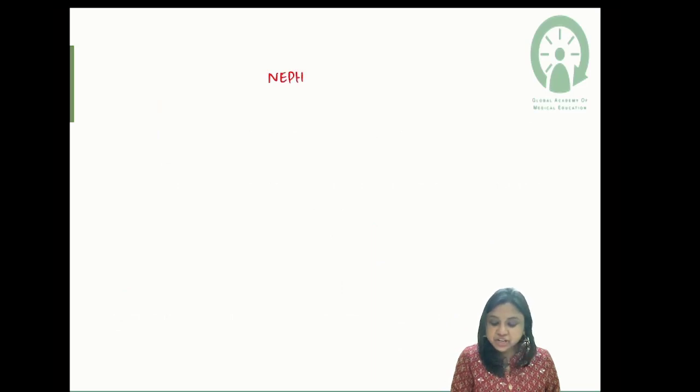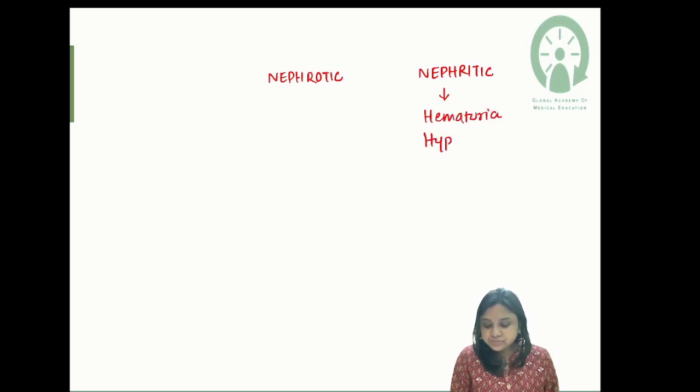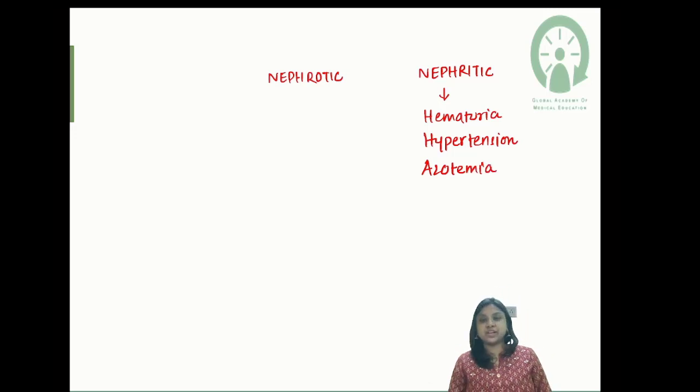So you need to differentiate whether this is a case of nephrotic syndrome or nephritic syndrome. See, if you are getting hematuria, hypertension, azotemia, it points more towards nephritic syndrome.